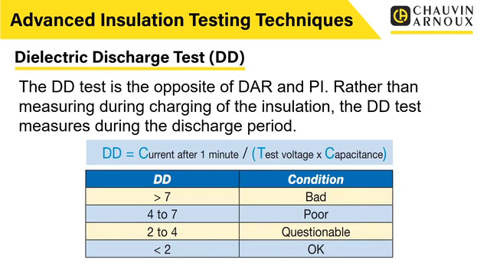So this is a different way of doing it. This is looking at the other way. We've done a charging cycle with a DAR or a PI test, and then this is actually the opposite. This is the discharge end of the curve, to see what's happening when we discharge it. It's a similar process, but just a different way.